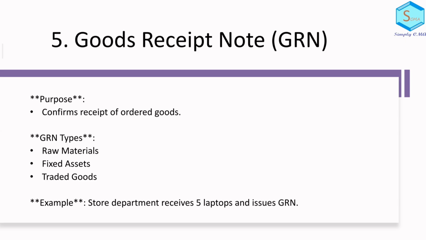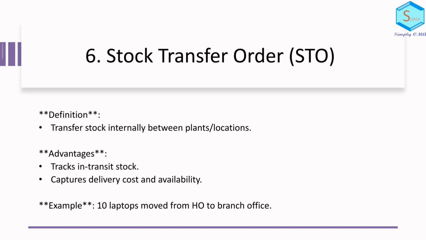So next step is stock transfer order. STOs are used when stocks need to move internally. That means that stock has to move from one department to another department, from the warehouse to a branch office. It ensures traceability, stock visibility, and efficient distribution. It's especially useful in companies with multiple locations.